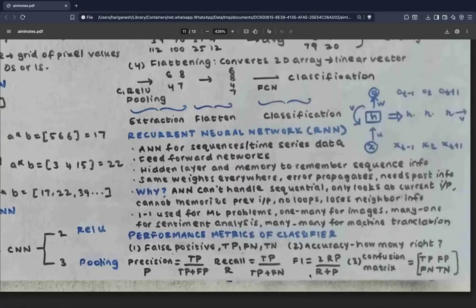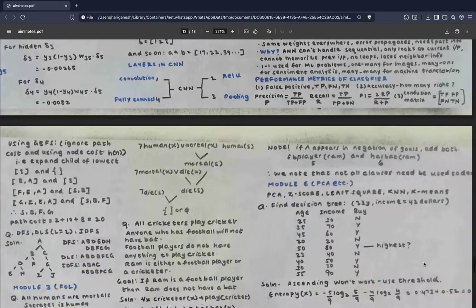Recall is TP by TP plus FN. F1 score is 2 times precision times recall by precision plus recall. The final is the confusion matrix, which is basically a matrix of the number of true positives, the number of false positives, the number of false negatives, and the number of true negatives. This basically tells you how well the classifier is doing when you look at the matrix.